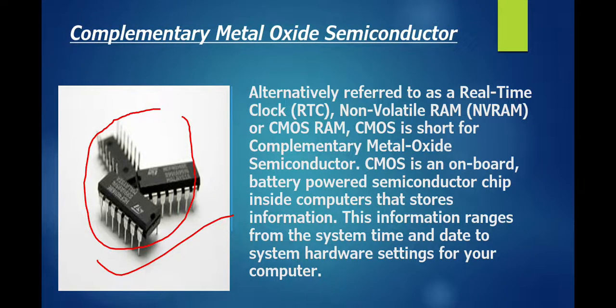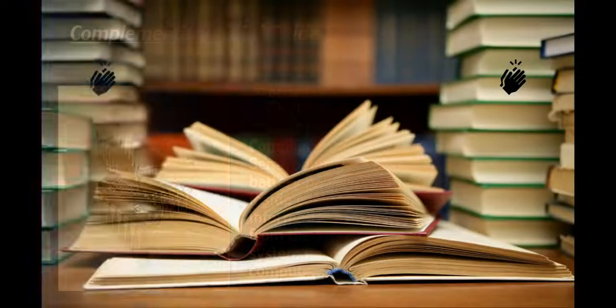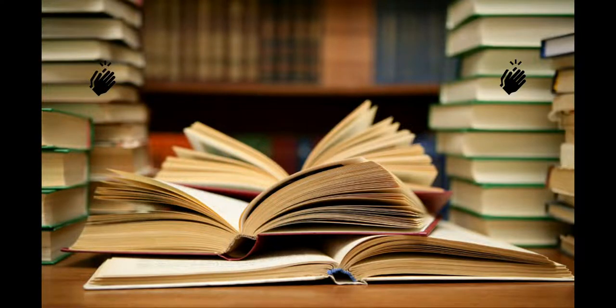This is the picture of a metal oxide semiconductor. You can see that it's mainly found in non-volatile RAMs or real-time clocks. Clear? Very good.